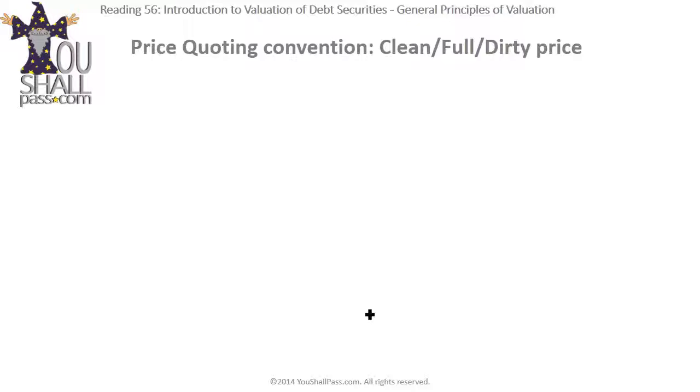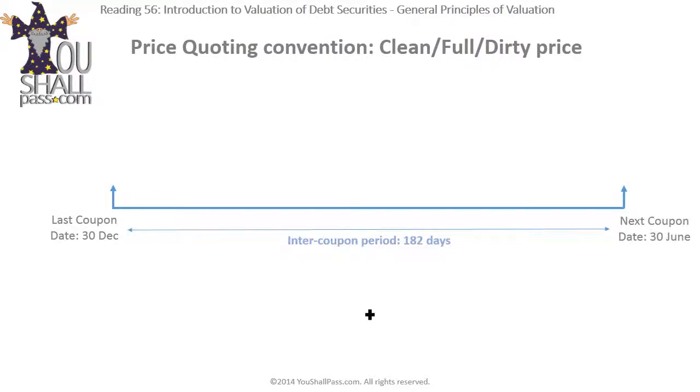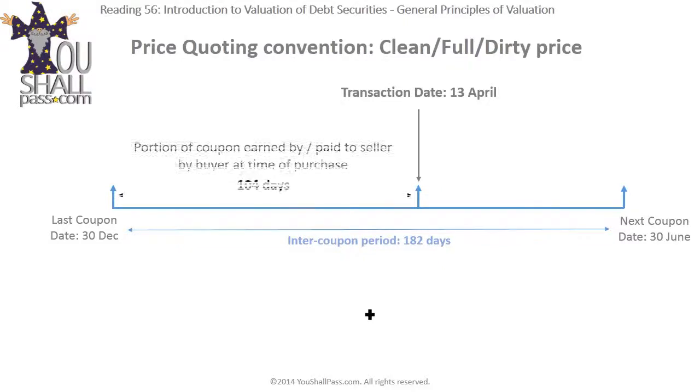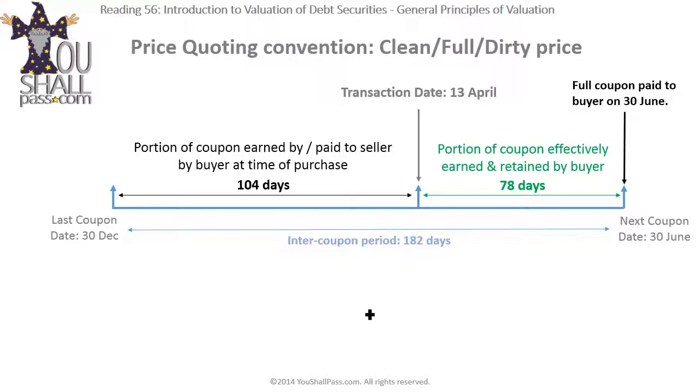So, for example, if a bond's last coupon date was 30th December and the bond paid a 6% annual coupon, then if the bond was sold on 13th April, the seller would be entitled to the 104 days of accrued interest, counting from 31st December to 12th April, both days inclusive. Effectively, the buyer pays the prorated portion of the coupon to the seller in advance, and effectively, the buyer gets paid for the 78 days of the intercoupon period that the bond actually was in their ownership. And that sounds about fair.